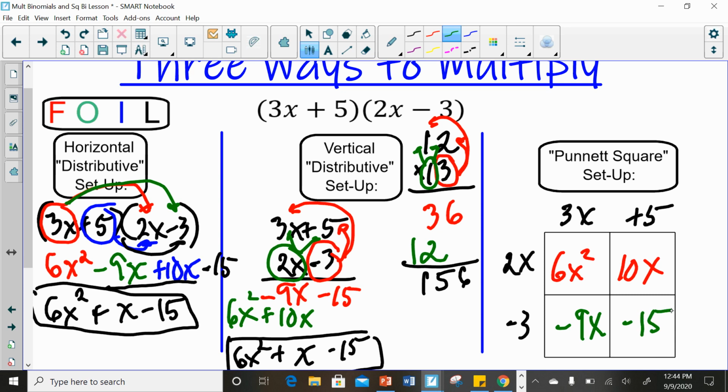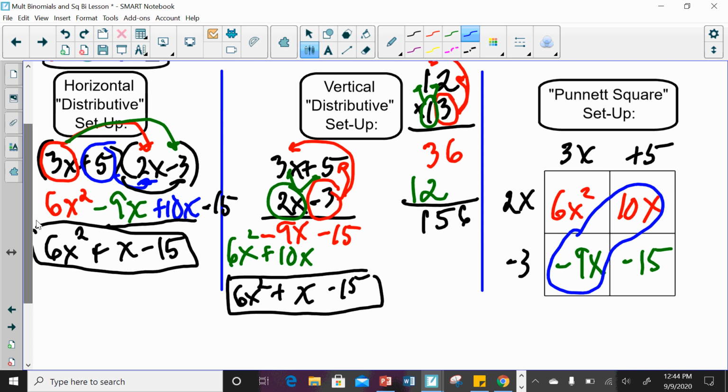And then all you have to do is look at the box and decide what are like terms. So out of these 4 terms, which are the same 4 that we had here and here, these are the only 2 that have a variable raised to the same power. So they're both x's. So these become our like terms. And then we'll just combine them as we write out our trinomial.